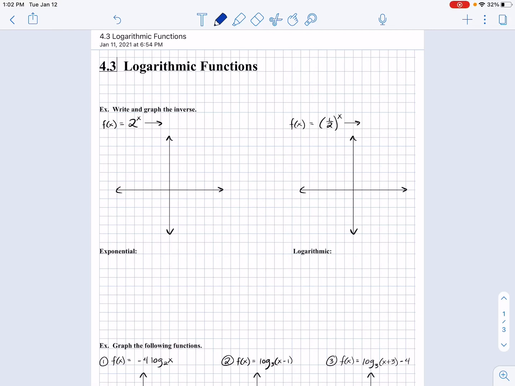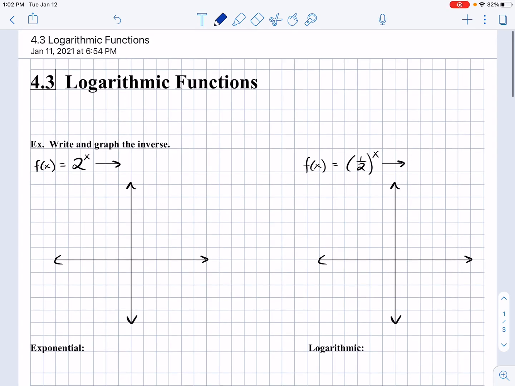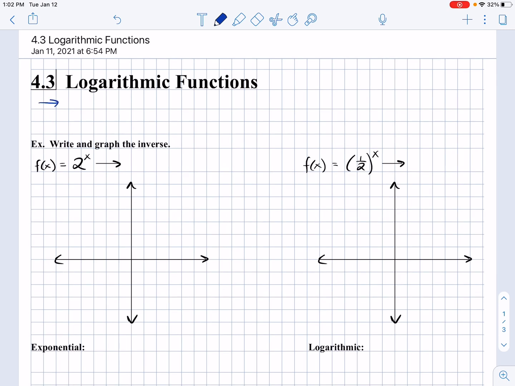Beginning logarithmic functions. We just talked about inverse functions last unit, and we were introduced to logarithmic functions as the inverse of exponential functions. So that's going to be our first note on here, is that logarithmic functions are the inverse of exponential functions.